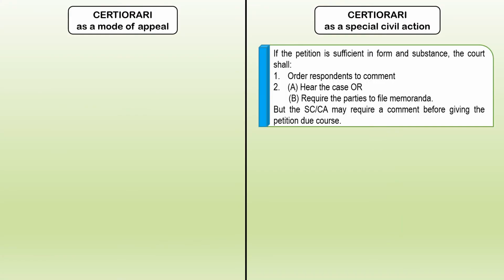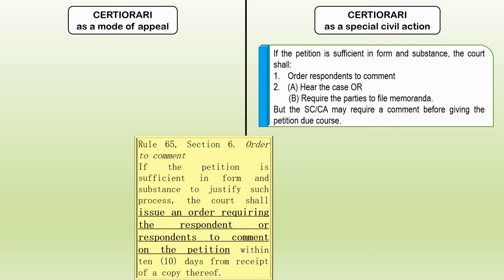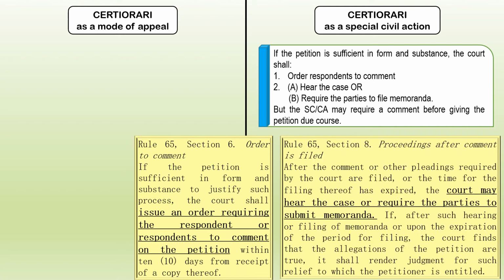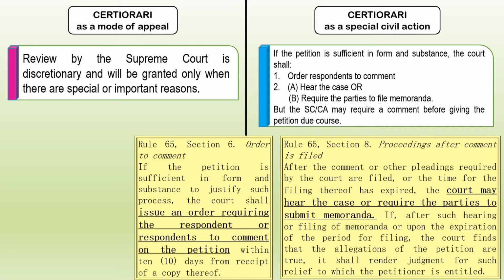In Rule 65, if the petition is sufficient in form and in substance, what will the court do? The court shall order the respondents to file their comment. That is very clear according to Section 6 of Rule 65. Ano ang sinasabi dyan? The court shall issue an order requiring the respondents to comment on the petition. And according to Section 8, after the comment or other pleadings are filed, the court may hear the case or require the parties to submit memoranda. And if the court finds that the allegations of the petition are true, then it shall render judgment. Is this also the same in Rule 45? Answer, no, because the review by the Supreme Court is discretionary.